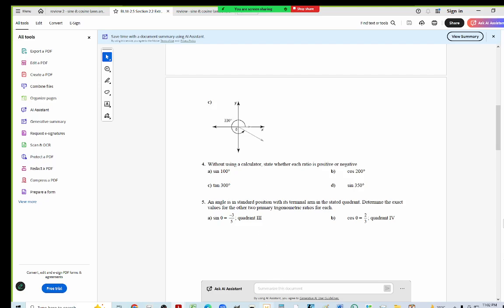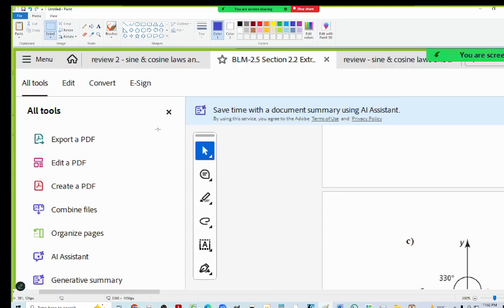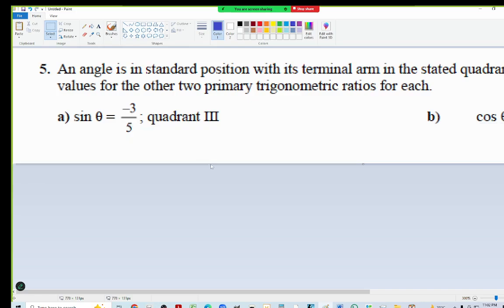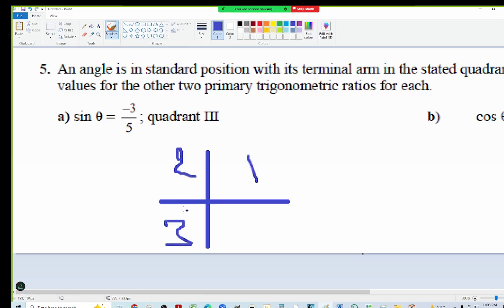Notice that in number 5 here, they haven't really given us something that we would recognize as an exact triangle. It's numbers we haven't seen before. But always look at what information they have given us. They've told us it's in quadrant 3. There's a reason for that. In quadrant 3, what's positive, what's negative? Quadrant 3 is T, so tan's positive, and everything else is negative.